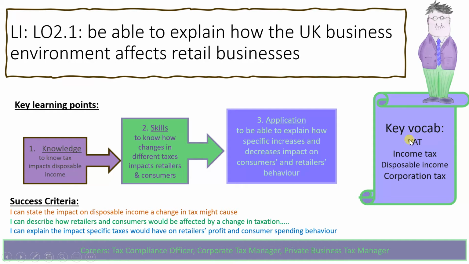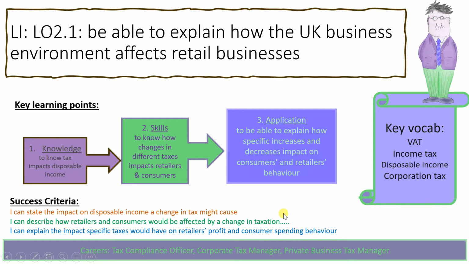The vocabulary to focus on for this lesson: the VAT, value added tax, income tax, disposable income and corporation tax. Now, most of these are progressive taxes. Those are the taxes that are linked to earnings, and disposable income is the one where it's all to do with the consumer. This is very much a consumer phrase, and it's what they have left to spend, usually in retail, after they have paid their taxes.